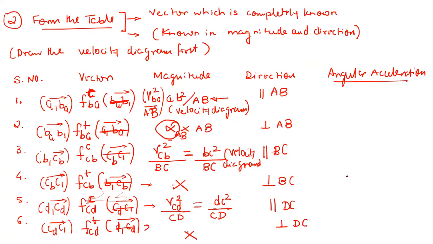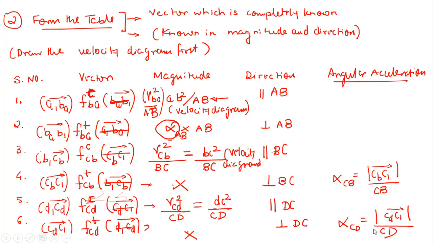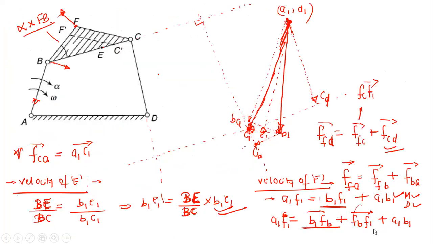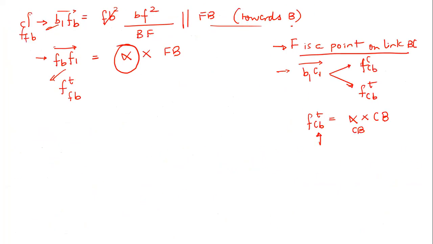So here you can simply calculate the angular acceleration of CB, that is alpha CB, which will be the magnitude of the CB C1 vector divided by CB. In a similar way, here also you can calculate that alpha CD will be equal to the magnitude of this CD C1 vector divided by the length of CD. Right? So now this alpha is known.